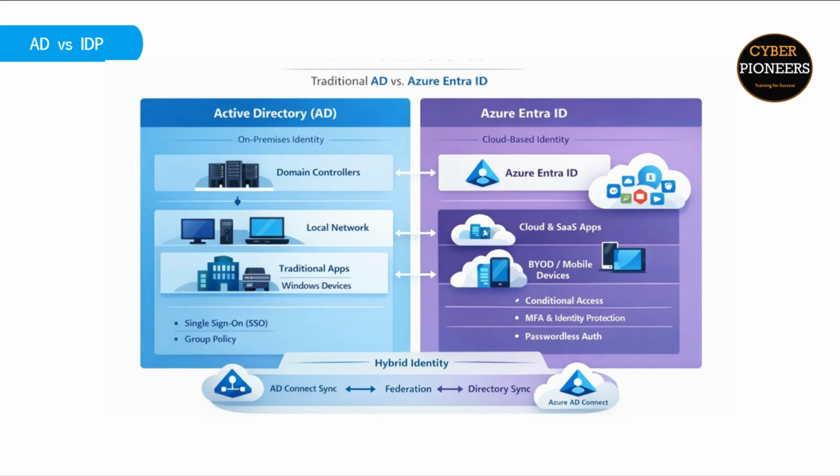Now, you might be asking, do companies have to throw away Active Directory completely? The answer is no. Most enterprises operate in a hybrid identity model, shown right here at the bottom of the diagram. Using tools like Microsoft Entra Connect Sync or Cloud Sync and Federation, organizations sync their on-premises Active Directory users straight into Microsoft Entra ID. This allows employees to use one single set of credentials to log into their local office desktop and all of their cloud applications seamlessly.